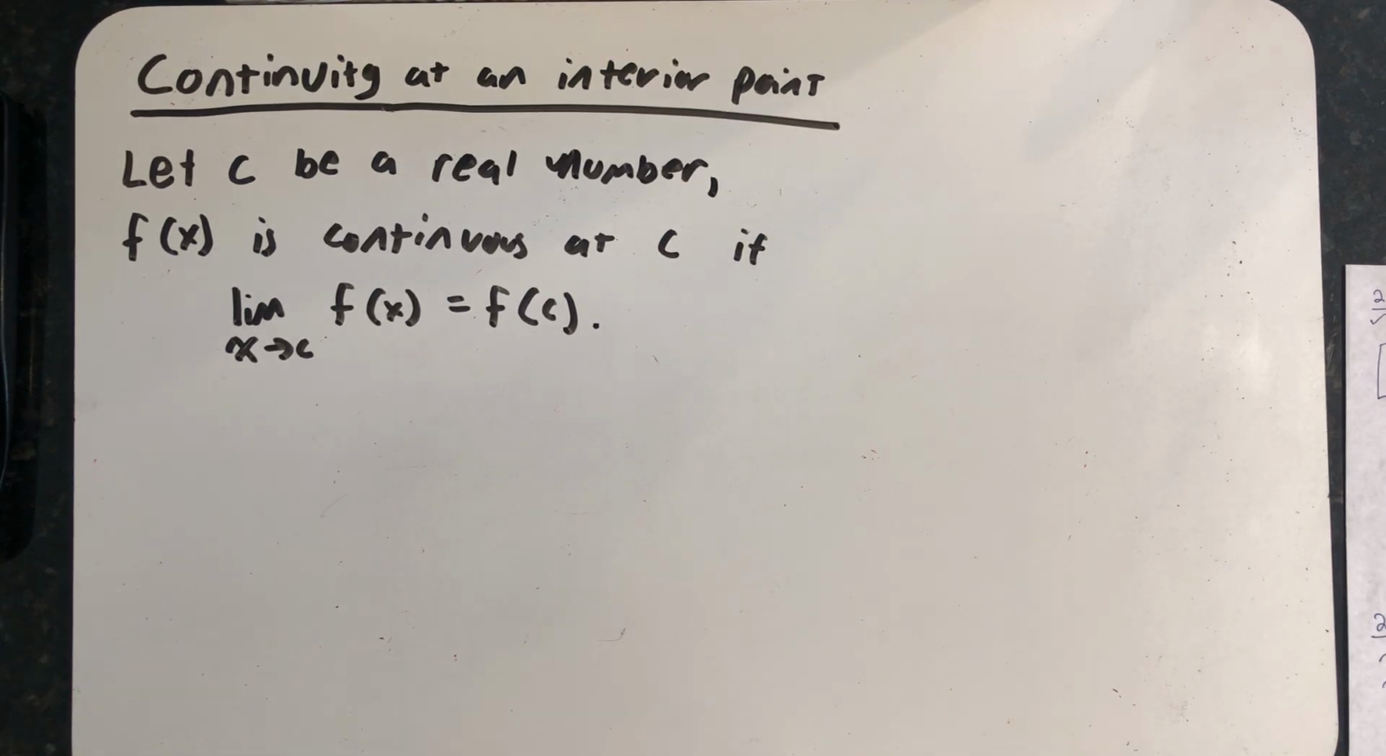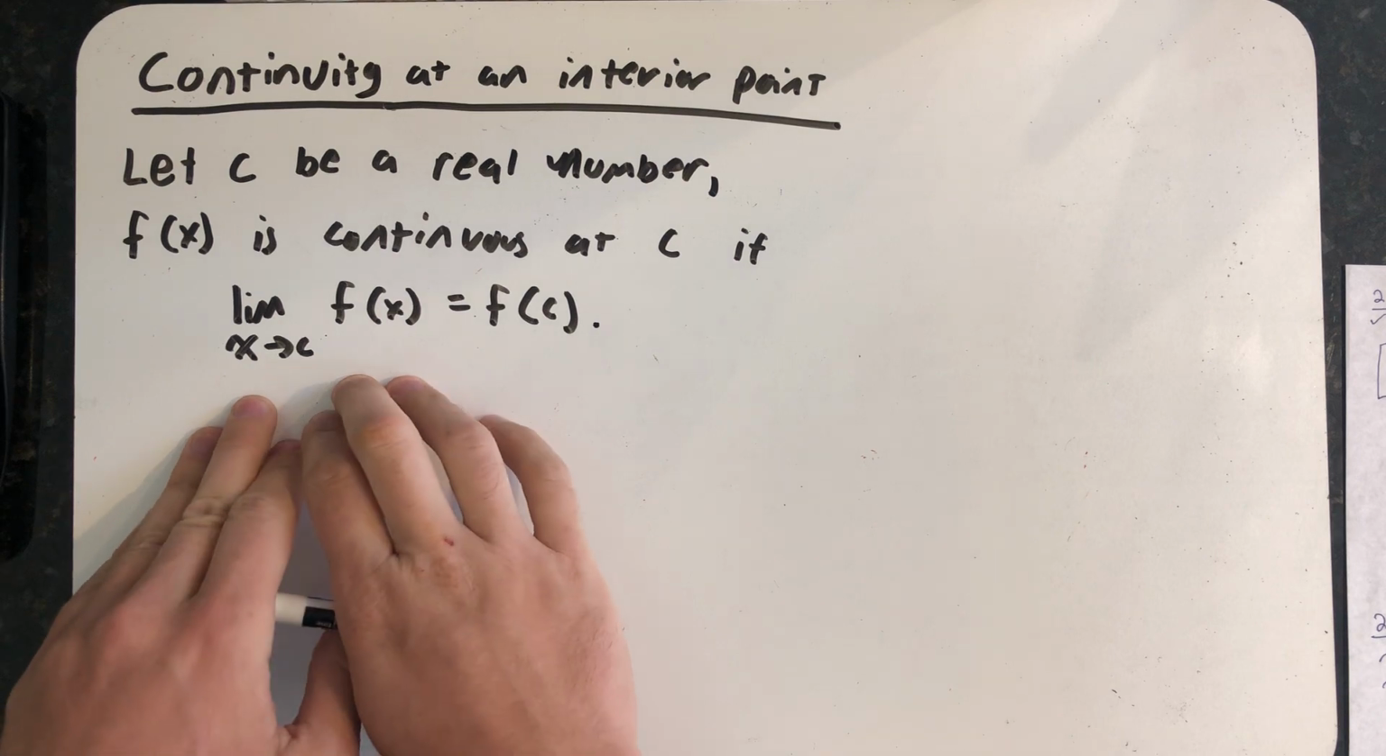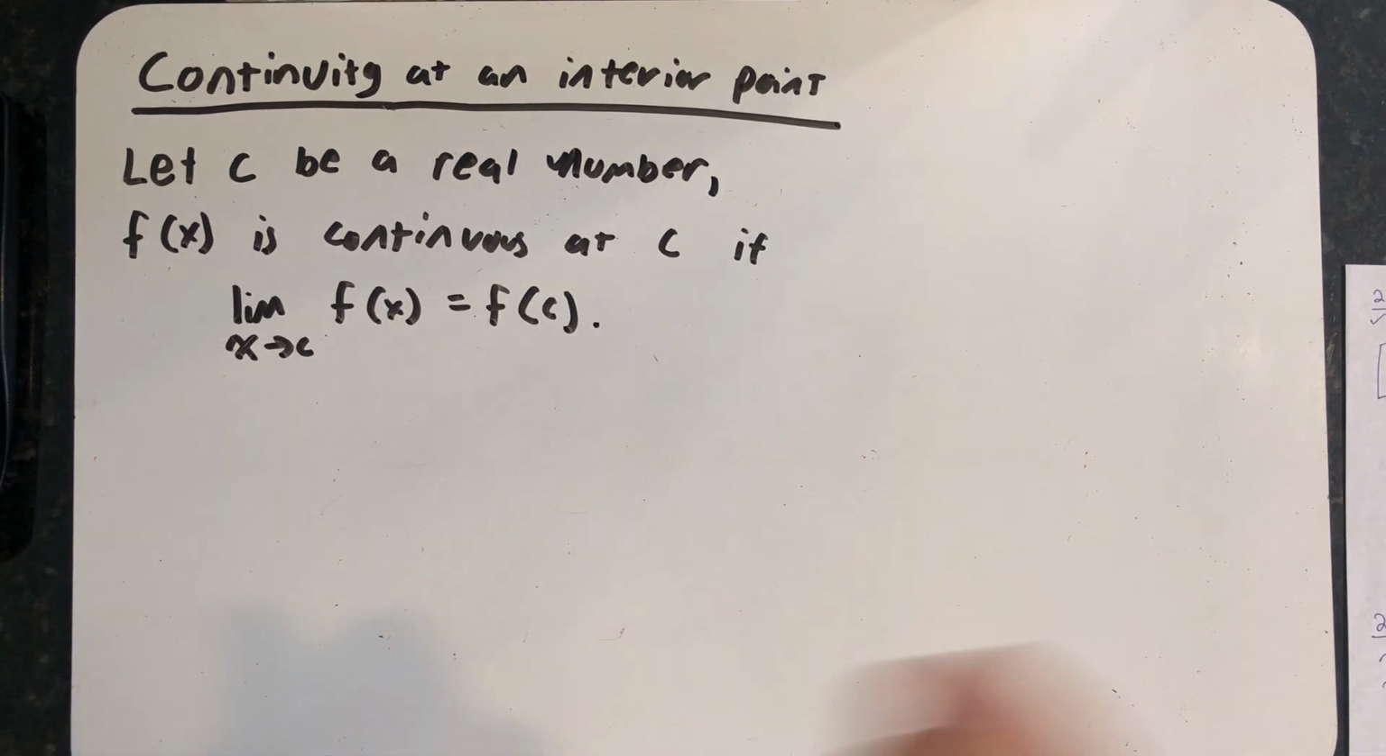In this video, I would like to talk about the continuity test. I have a definition for continuity at an interior point here on the board. In a previous lesson, you know that there's a definition for continuity at a left endpoint and a right endpoint. But for right now, I just want to consider continuity at an interior point. If c is a real number, f of x is continuous at c if the limit as x approaches c matches the function value, f of c.